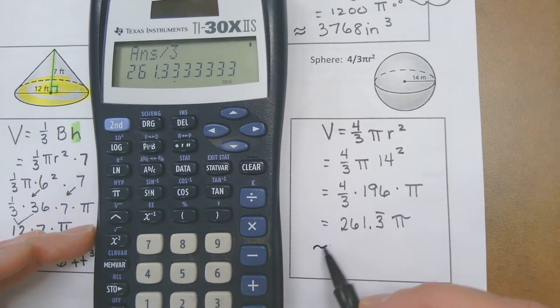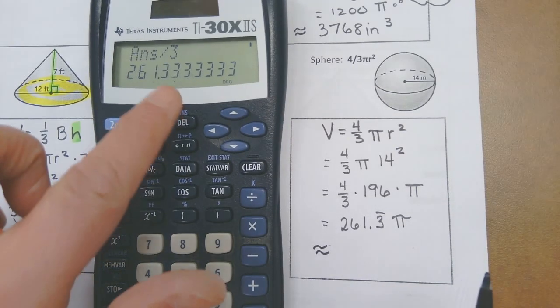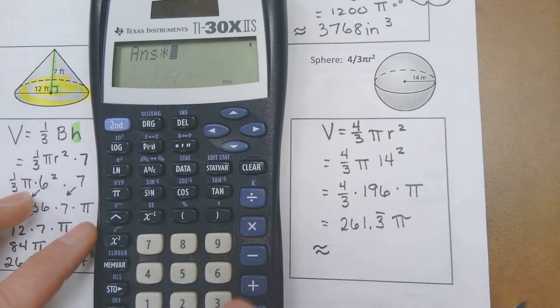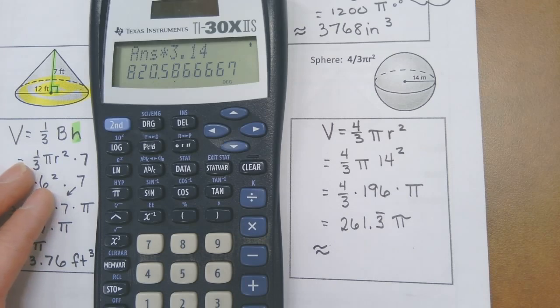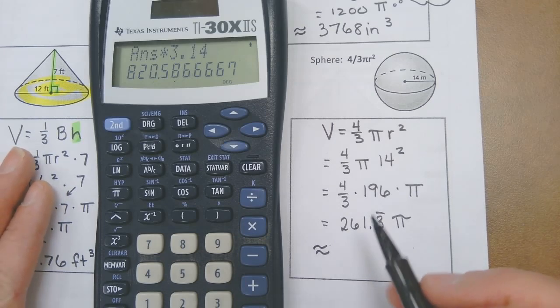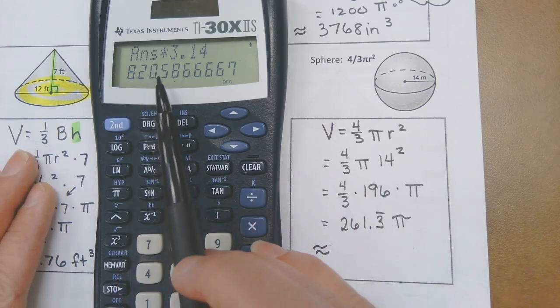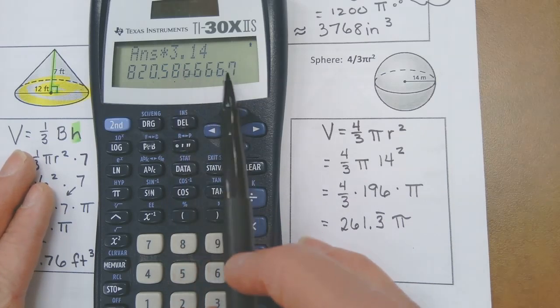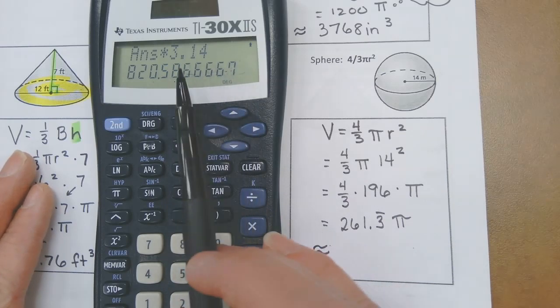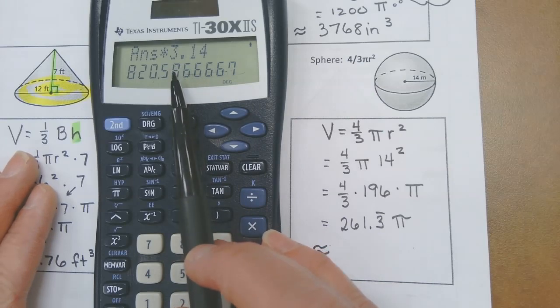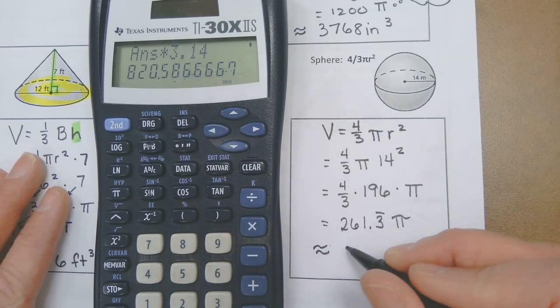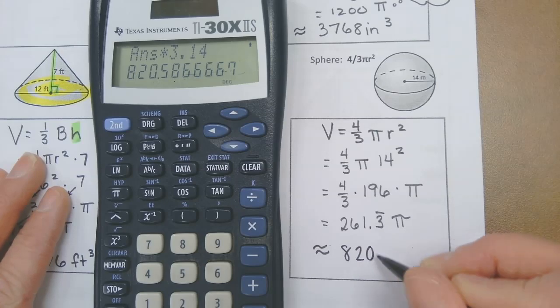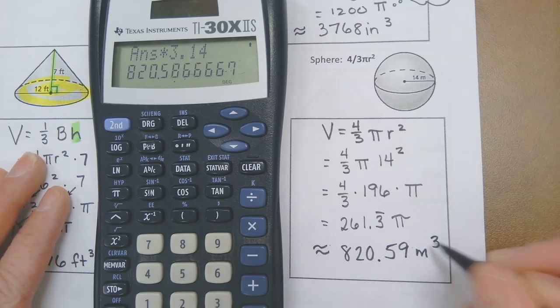And to figure this out even further, we're going to leave this in here, and we're going to put times 3.14, and we get this. Now, we want to round to the nearest hundredths place. So here's the tenths, the hundredths, and the 6 is repeating. The only reason we get a 7 is because the calculator rounds that up. 6 tells us to round that 8 up to 9. So we get 820 and 59 hundredths meters cubed.